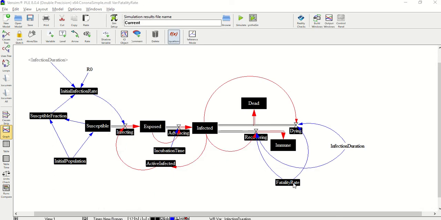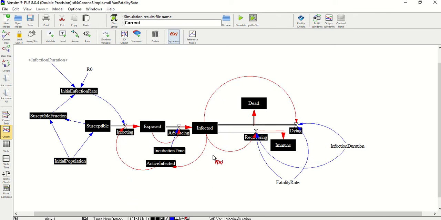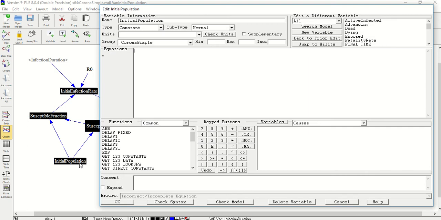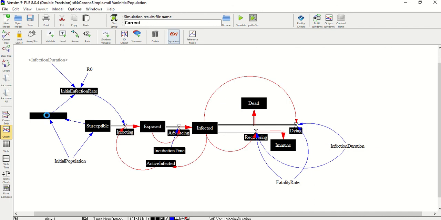The fatality rate, we've been told, is 3%, so 0.03. The minimum is 0. The max is 0.3. And okay. We can change our sliders later if we want to. The initial population, 10,000. Min of 1,000. Max of 100,000. And okay.